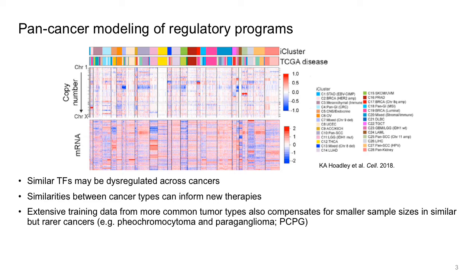And secondly, the similarities between cancer types can also inform new therapies. Especially, this is very important for the rare cancers. And lastly, in our model, the extensive training data from more common tumor types can also compensate for smaller sample sizes in similar but rarer cancers.